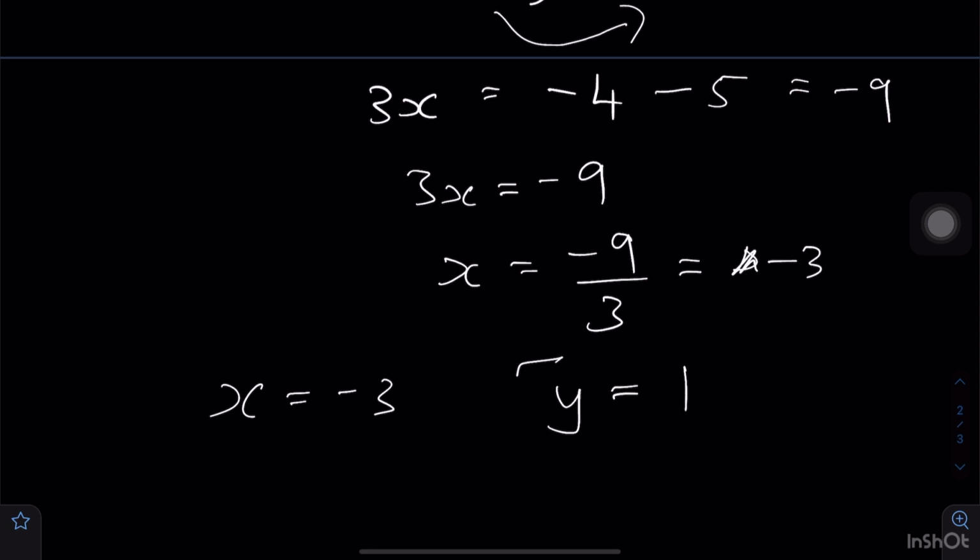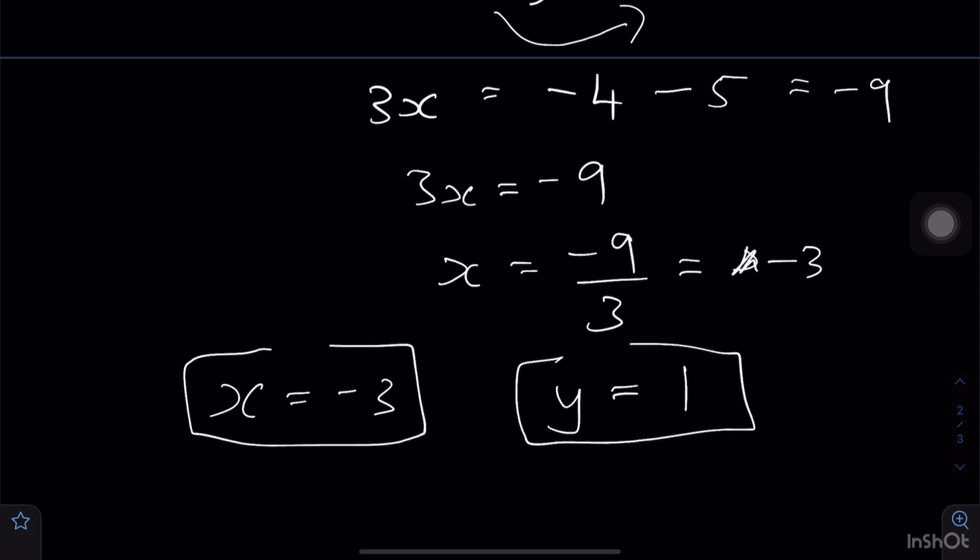So we found both of the variables: x is equal to minus 3 and y is equal to 1. And that is how you solve simultaneous equations using the elimination method.